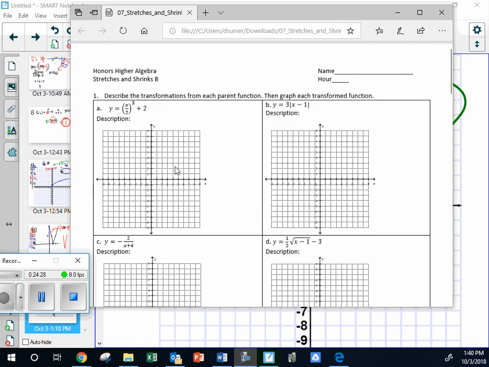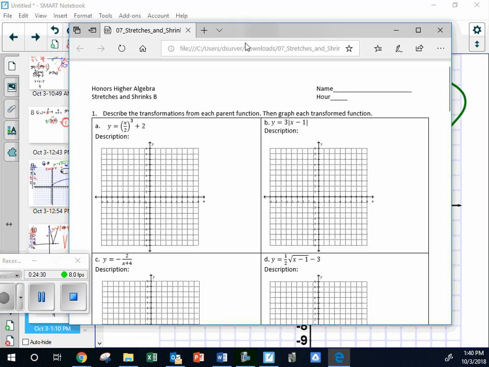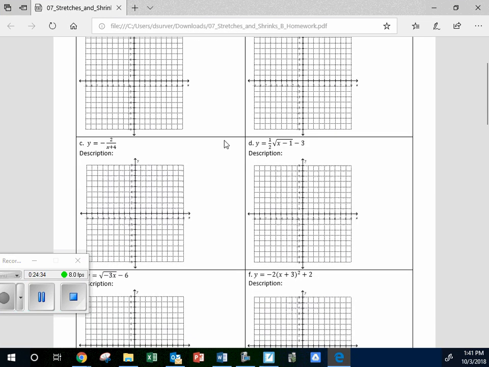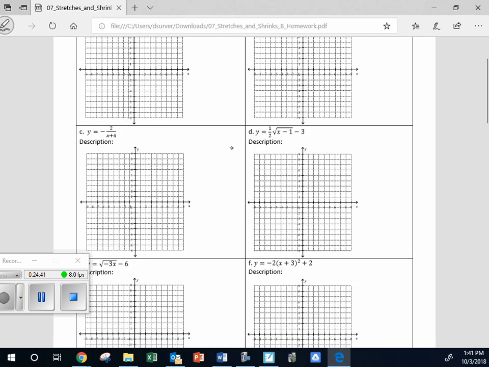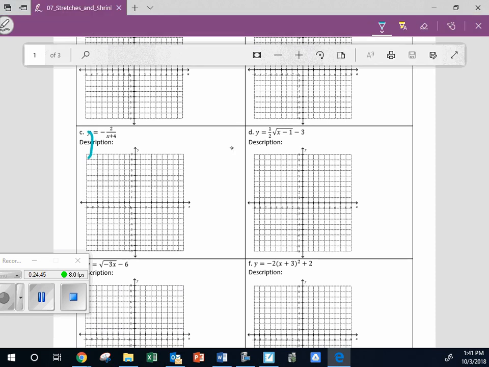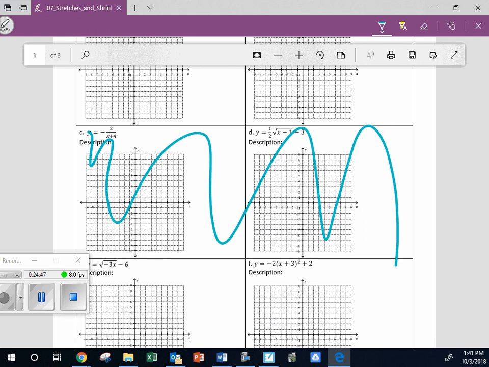Okay, so here's our homework, and it is called Stretches and Shrinks B. It's the last normal homework assignment. Here's the ones I think you wouldn't need to do. C and D. Hold on a second. Let me get this thing going. CD, I'll try to make it simple because the next ones we're going to skip are also C and D.